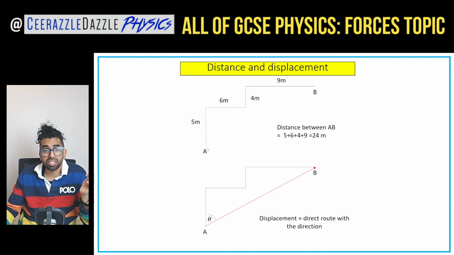The displacement is simply the direct route from A to B over here. There we go, and measuring that distance over here. Obviously, because it's a vector, we're going to have to put the angle theta. So distance is going to be a scalar quantity and displacement is going to be a vector quantity because look, it does have a size and it now has a direction.